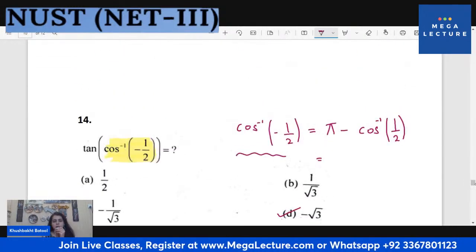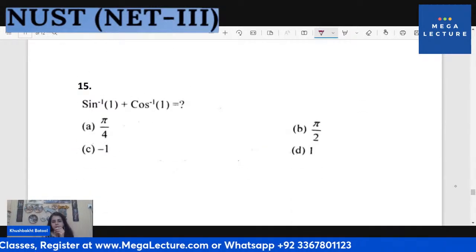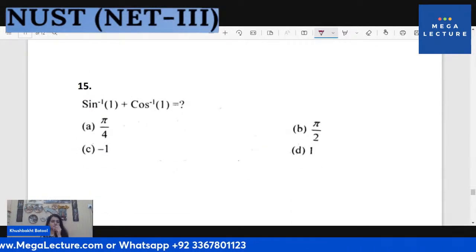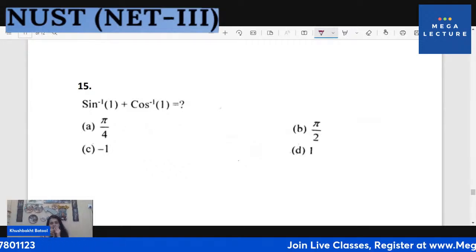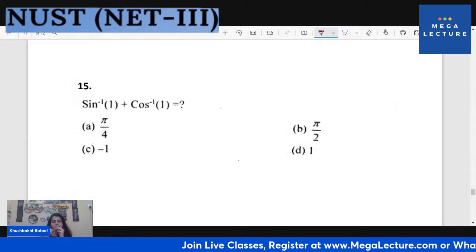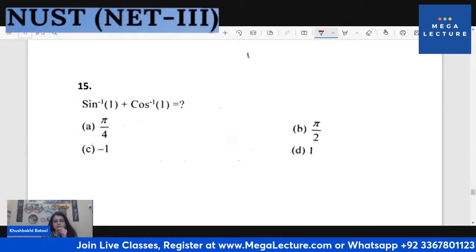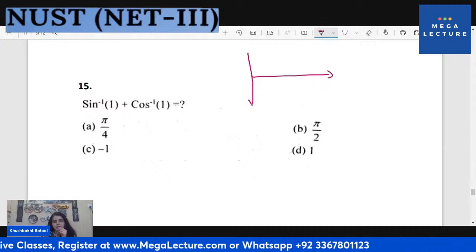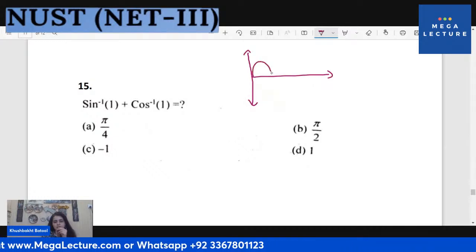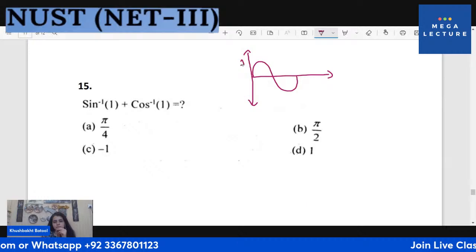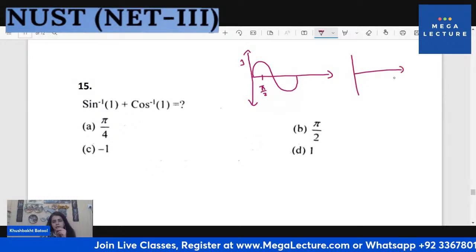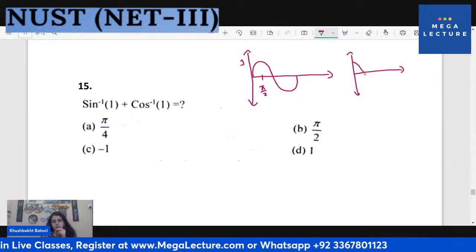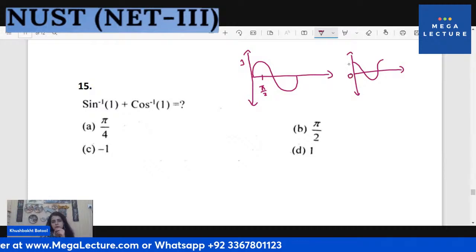All right, let's talk about the 15th question then. Okay. Now the 15th question is sine inverse 1 plus cos inverse 1. Now for solving this, we have multiple ways. One way could be that you can make the graph of sine, up to pi by 2, and you can make the graph of cos, and this is 0 and this is 1.